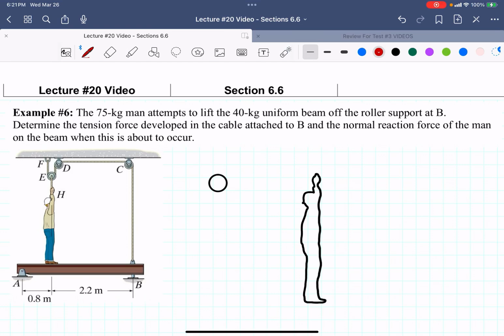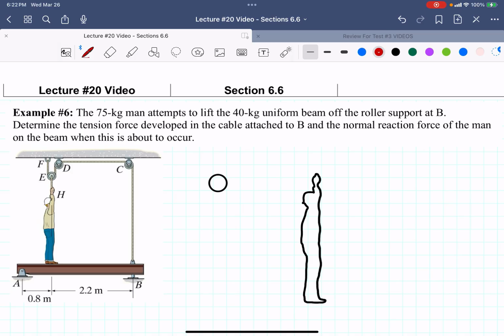So this is the last example for lecture number 20. This is example number 6 for section 6.6 of our frames and machines. So this time we've got a man that is standing lifting a 40 kilogram beam off the roller at B, and it wants to know the tension force in the cable attached to B and the normal reaction force of the man on the beam when this is about to occur.